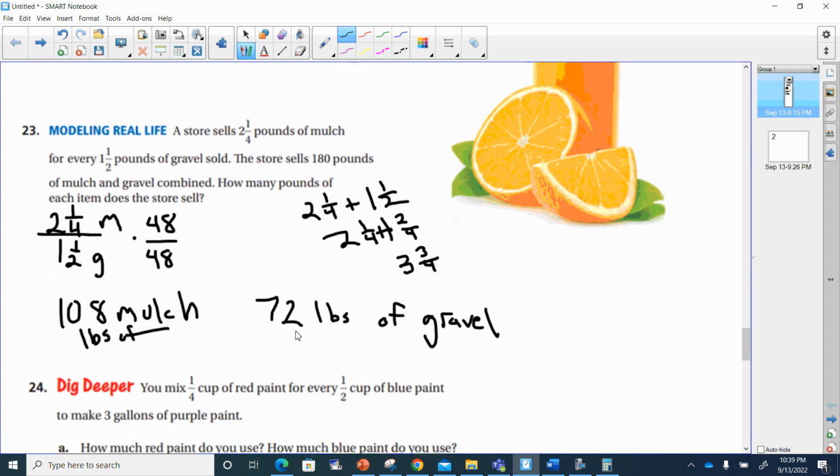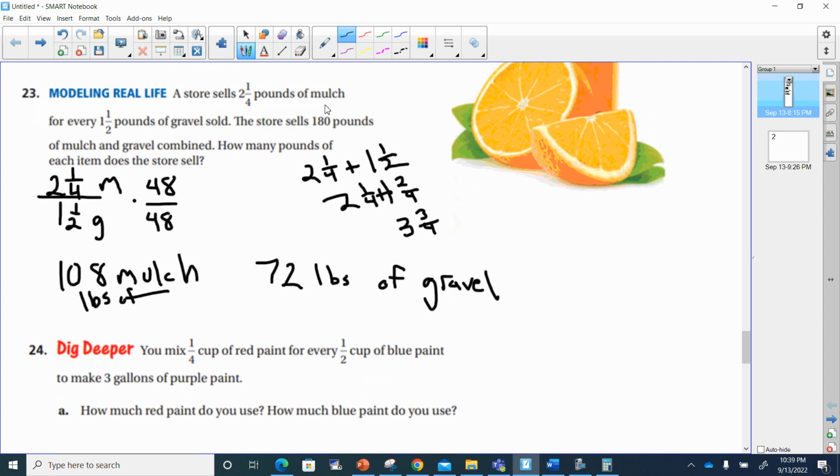Now I'm on number 23. Number 23 says the store sells 2 1/4 pounds of mulch for every 1 1/2 pounds of gravel. So I have 2 1/4 mulch for every 1 1/2 gravel. They want to know, if I sell 180 pounds of mulch and gravel combined, how many pounds of each do I have? Well, first I have to add 2 and 1/4 and 1 and 1/2. That's what I did here. That's going to give me 3 and 3/4. Now I have to divide 180 by 3 and 3/4.